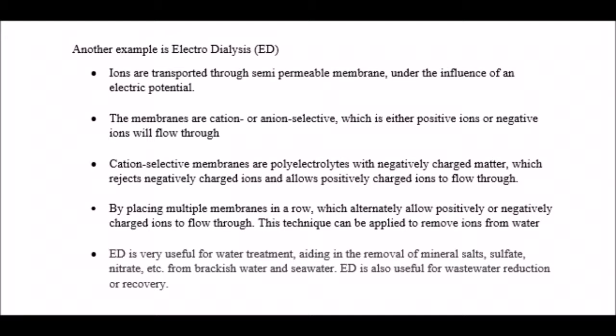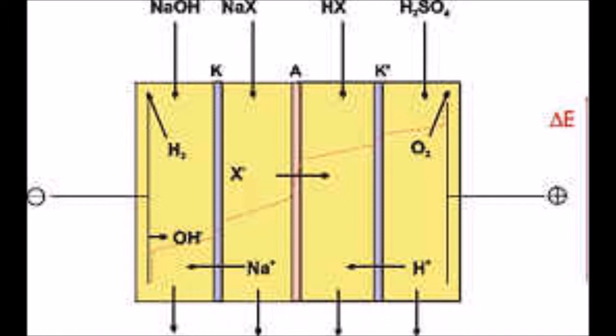Electrodialysis is very useful for water treatment, aiding in the removal of mineral salts, sulfate, nitrate, and others from brackish water and seawater. Electrodialysis is also useful for wastewater reduction or recovery. This is the example figure for electrodialysis system.